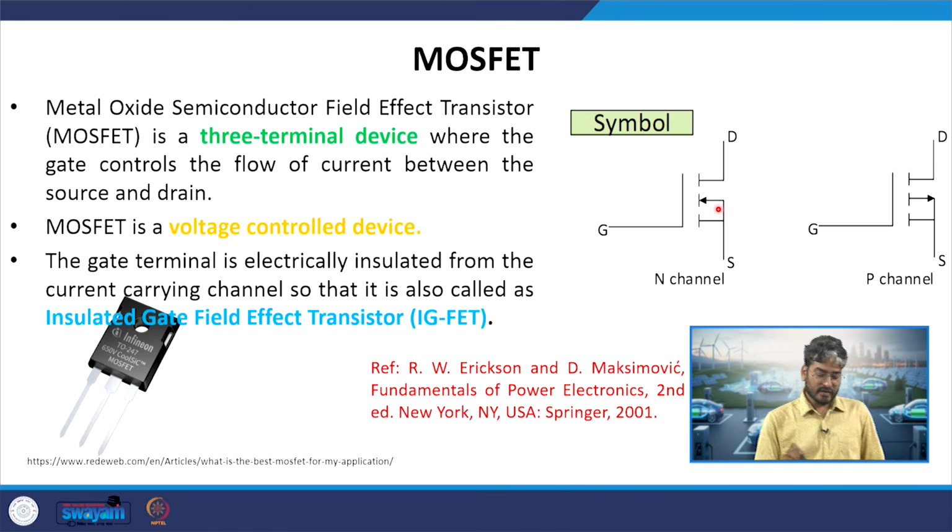Okay. So, why is this done? To reduce your gate circuit loss. It will require very few milliamperes of current to turn on and turn off. So the gate driver circuit loss would be minimum in the case of your MOSFET because of the insulation.